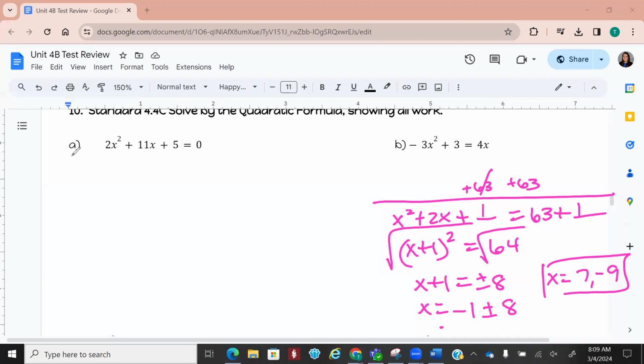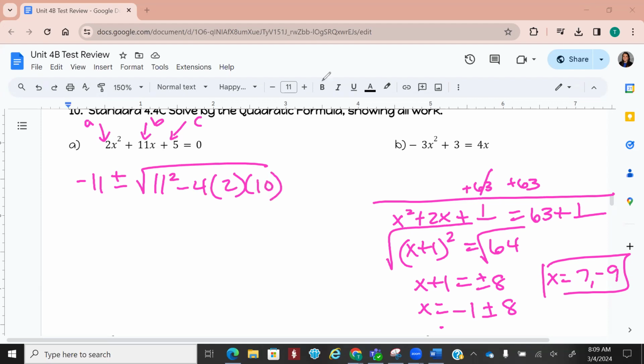So when we plug this in, remember, a would be 2, b would be 11, and c would be 5. When we substitute it into the formula, we're going to get negative 11 plus or minus the square root of 11 squared minus 4 times 2 times 5, all over 2 times 2. So go ahead and take a moment, simplify this, and then we're going to talk about it.